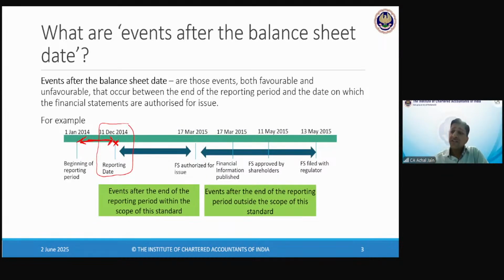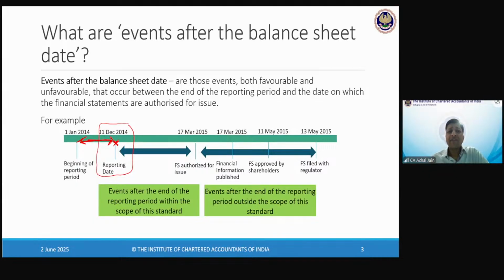Now after the balance sheet date, entity will be working on the financial statements. Closure of books of accounts. So some sort of accounting entries will have to be passed. So all of these activities will be going on after the balance sheet date. And generally, there's a time frame. Generally, the management will keep a time frame. What is the time frame?